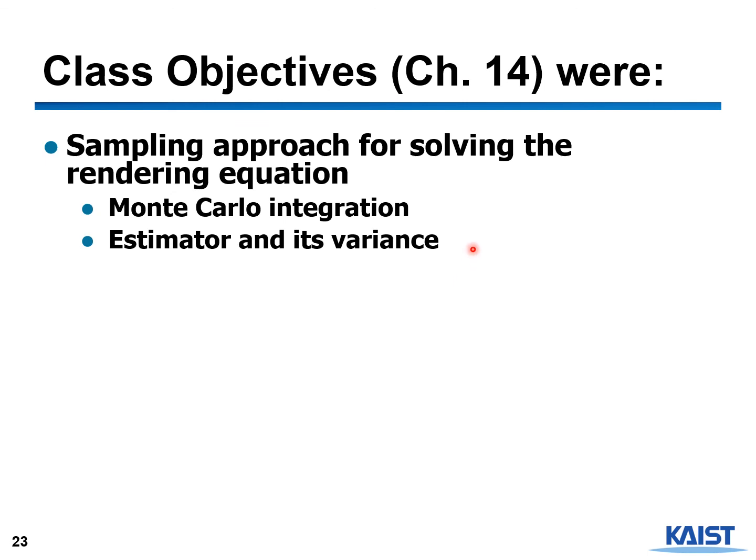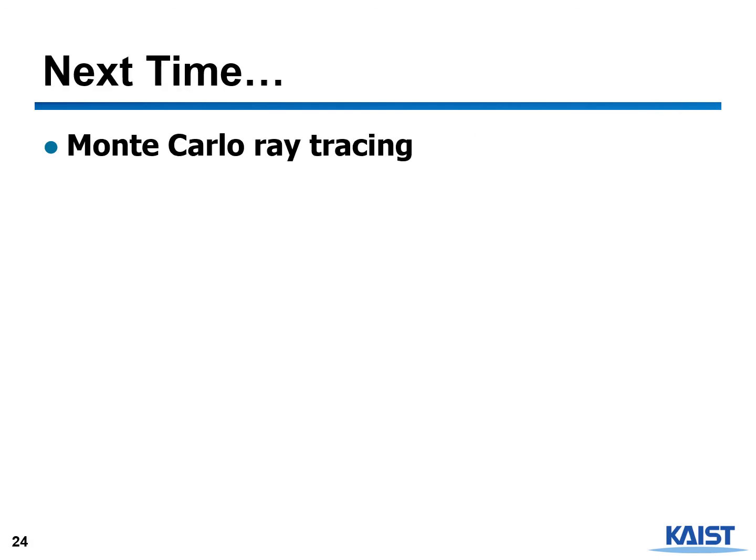Okay, so far I talked about the sampling approach, the Monte Carlo technique for solving the rendering equation. Along that line, I talked about Monte Carlo integration, and about estimators, bias and variance. Next time I will use this Monte Carlo integration for solving the rendering equation. I will talk about Monte Carlo ray tracing, which is nothing but path tracing.